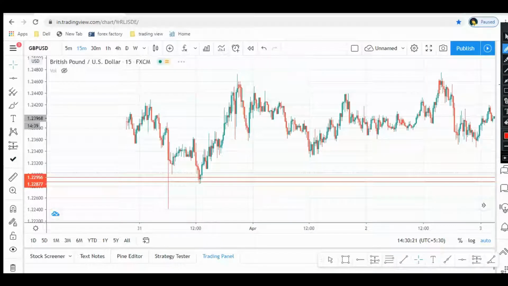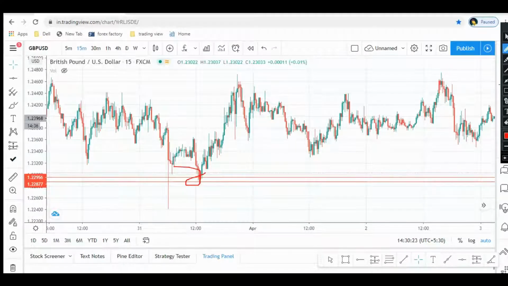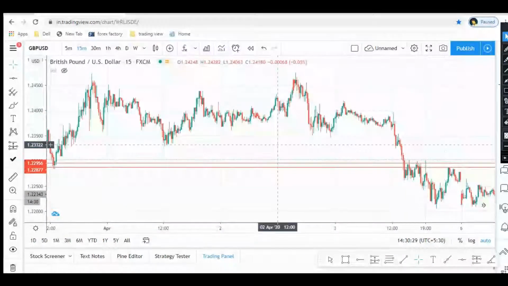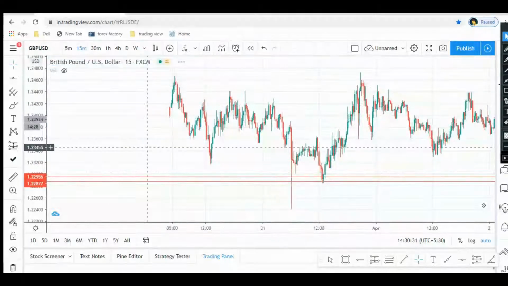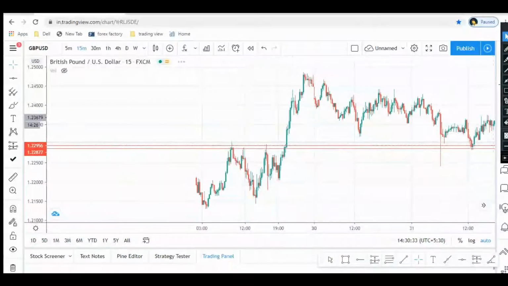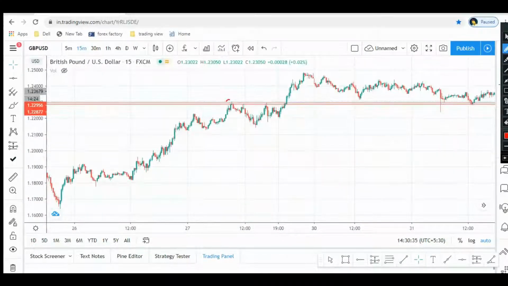So as you can see, this area acted as a support. After breakout, it acted as a resistance. This is how trading works. Look at that, look at that. It did not work just one time, it worked so many times.